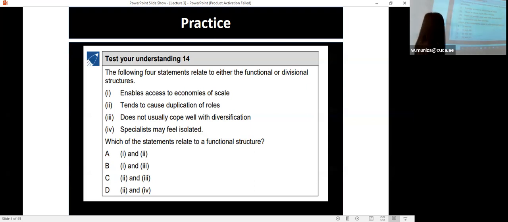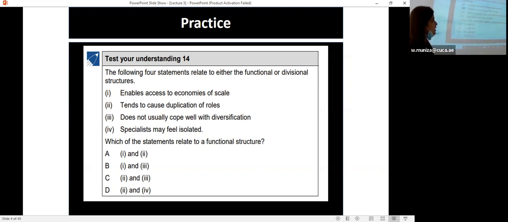Second one, tends to cause duplication of roles. When we have functional structure, is it going to cause duplication of roles? Very good. Excellent. It is not going to cause a duplication of roles. Duplication of roles will be caused in the divisional structure. Why is it so? Under divisional structure, we do have functions again. So in every division there will be separate functions which perform their duty. So this is the characteristic of divisional structure. So this is not going to be our option.